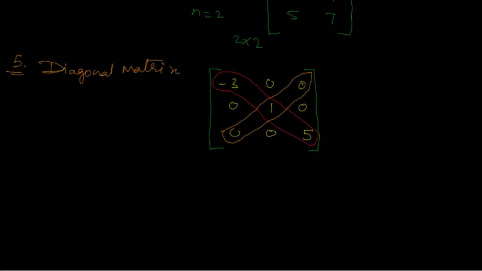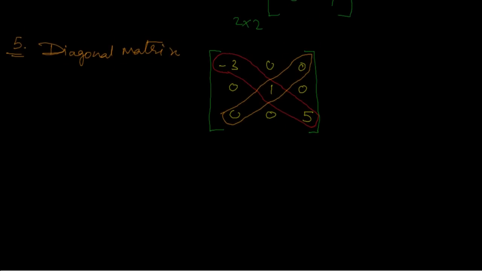So this is the diagonal. Except for the diagonal, the value of the other elements is 0, and this is called the diagonal matrix. Now we see the scalar matrix, number 6. Scalar matrix is also a submatrix of the diagonal matrix and the square matrix.